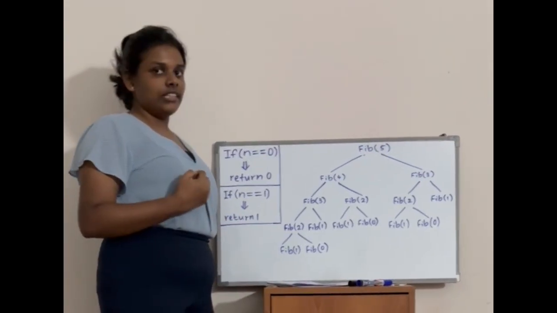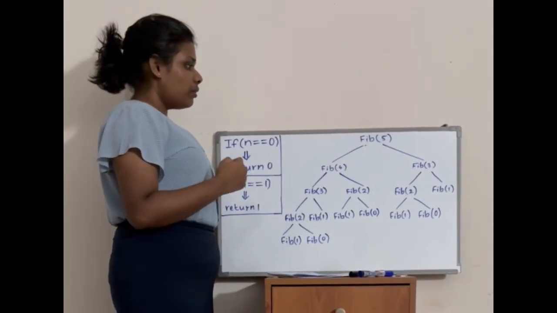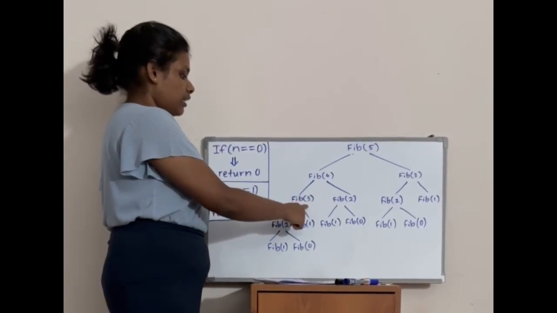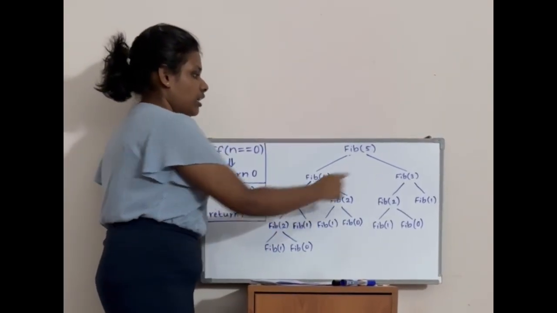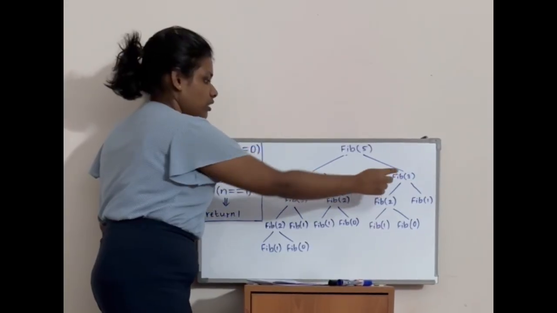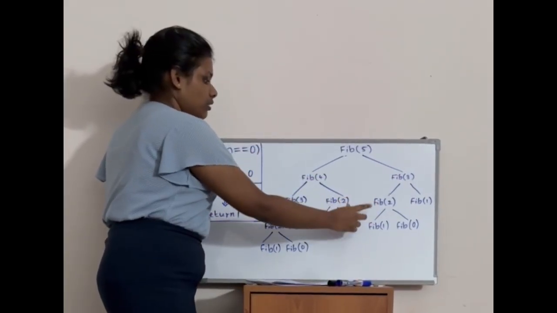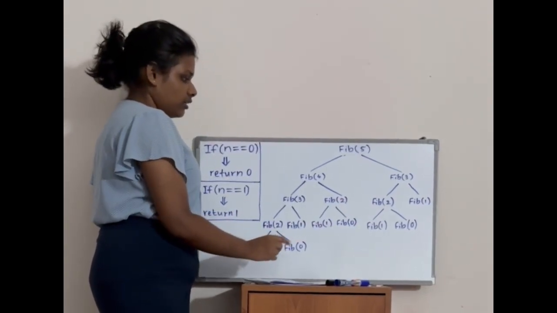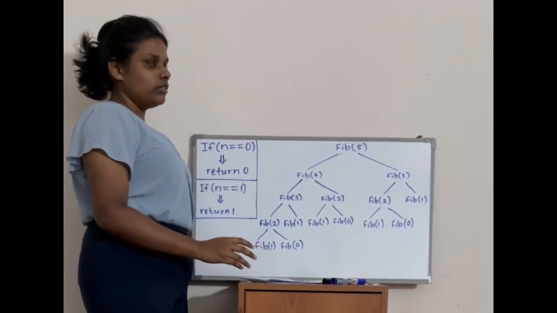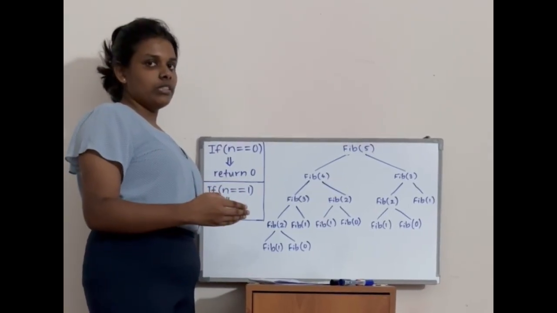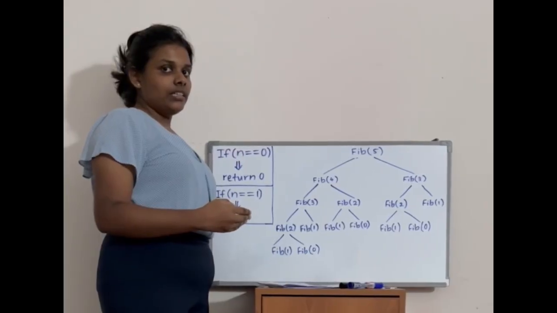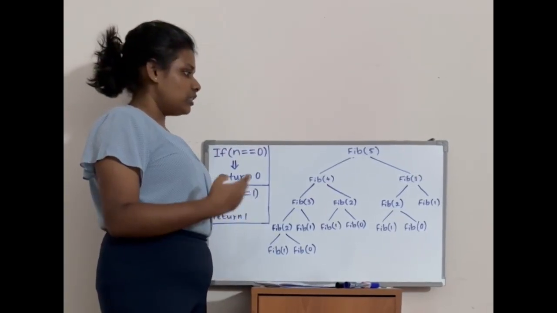And as you can see, the subproblems are overlapping, because here we can see fib 3, and here also we can see fib 3, and here we can see fib 2. So the subproblems are overlapping. Then we can apply dynamic programming for this problem.